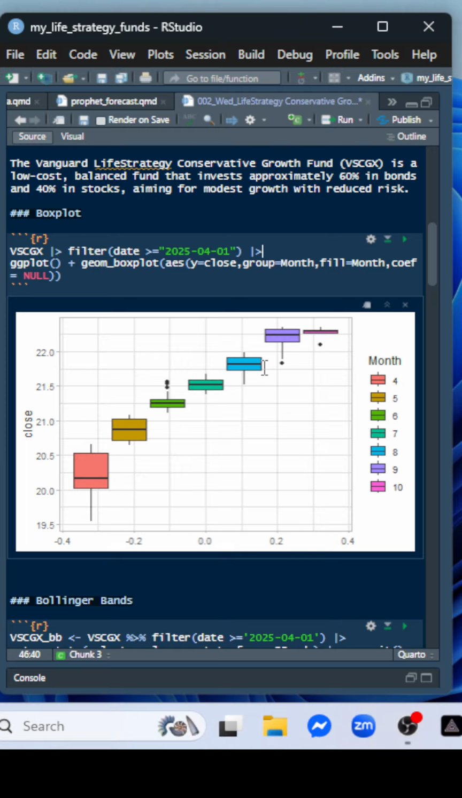I just thought, can you use a geom smooth with a box plot? Anyway, okay, sorry, I got distracted there.